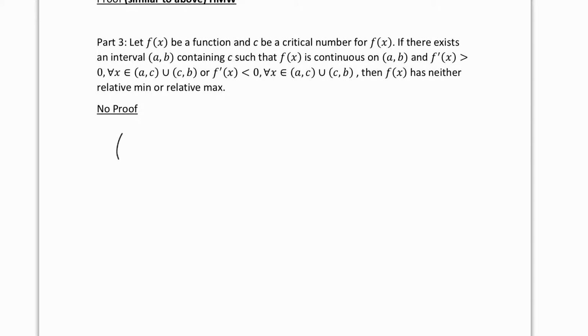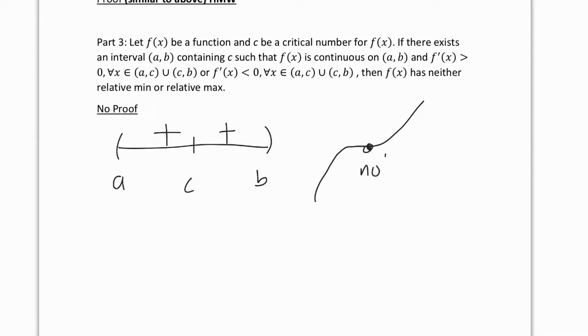Again, we have the interval from a to b, and you've got some point c in the middle. Well, if the derivative is positive here and positive here, what you have is a graph that is increasing and then increasing some more. And this point here is not a relative min or a relative max. It's really nothing important, at least for what we're looking at right now. And so if it increases and then increases again, or decreases and then decreases again, it's neither a min or max. You've got to have increasing, decreasing, or decreasing, increasing to get some type of minimum or maximum.